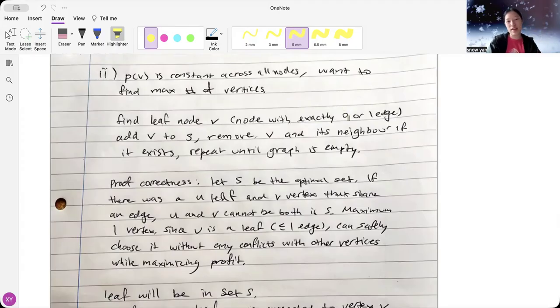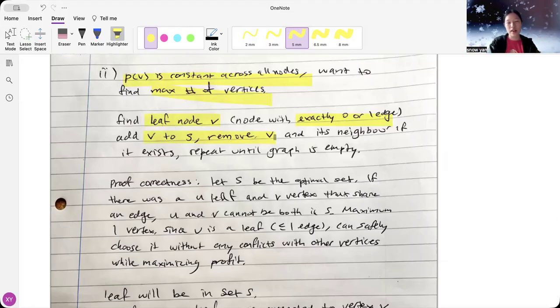The idea is that if P(v) is constant across all the nodes, then it doesn't matter to me which one I pick. My greedy approach is that I'm just going to find the maximum number of vertices to maximize my profit, right? So the idea behind this is that I'm going to try to find a leaf node. A leaf node by definition is one that has exactly 0 or 1 edge connected to something. And I'm going to add v to S and then remove v and its neighbors and their subsequent edges.